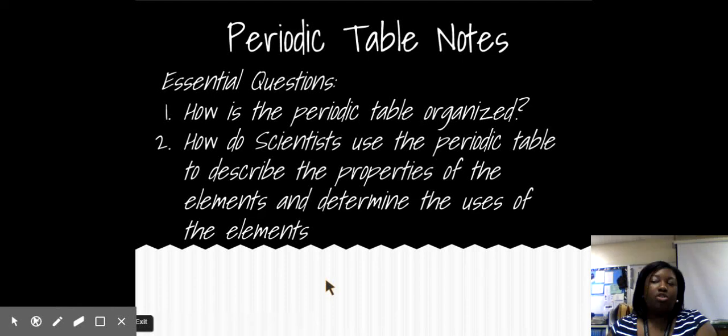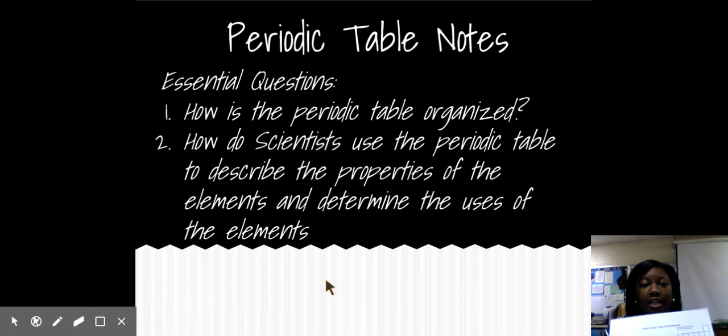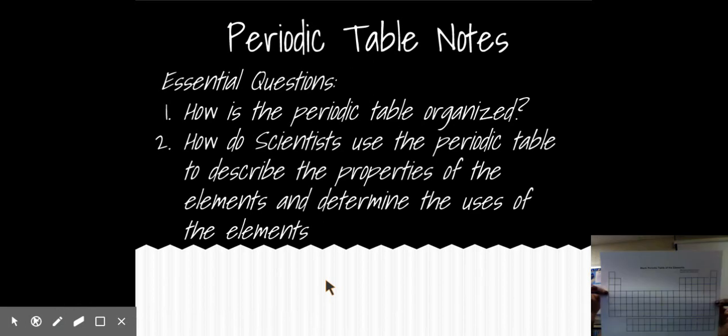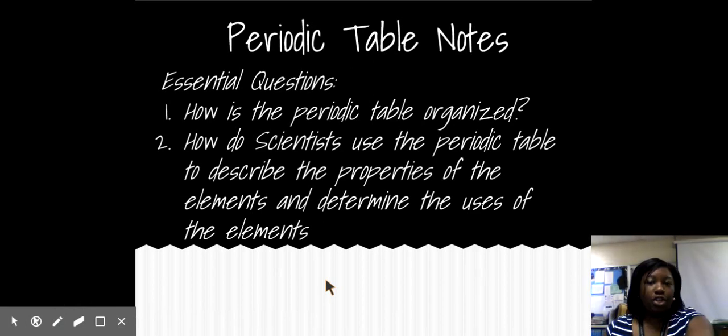So we're going to go through the periodic table notes today. Make sure that you have the worksheet to fill in the blanks that looks like this as we go through. So your essential questions for this particular unit: you're going to be able to answer how was the periodic table organized, and how do scientists use the periodic table to describe the properties of the elements and determine the uses of the elements. Remember, you do not have to write these down, but it will be helpful if you know what they are and you'll be able to answer them later.